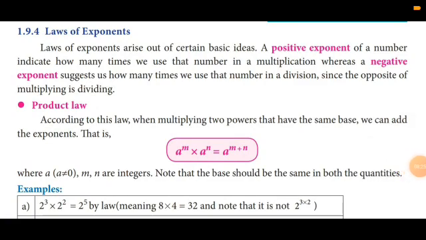Next, laws of exponents. Laws of exponents arise out of certain basic ideas. A positive exponent of a number indicates how many times we use that number in a multiplication, whereas a negative exponent suggests how many times we use that number in a division, since the opposite of multiplying is dividing.